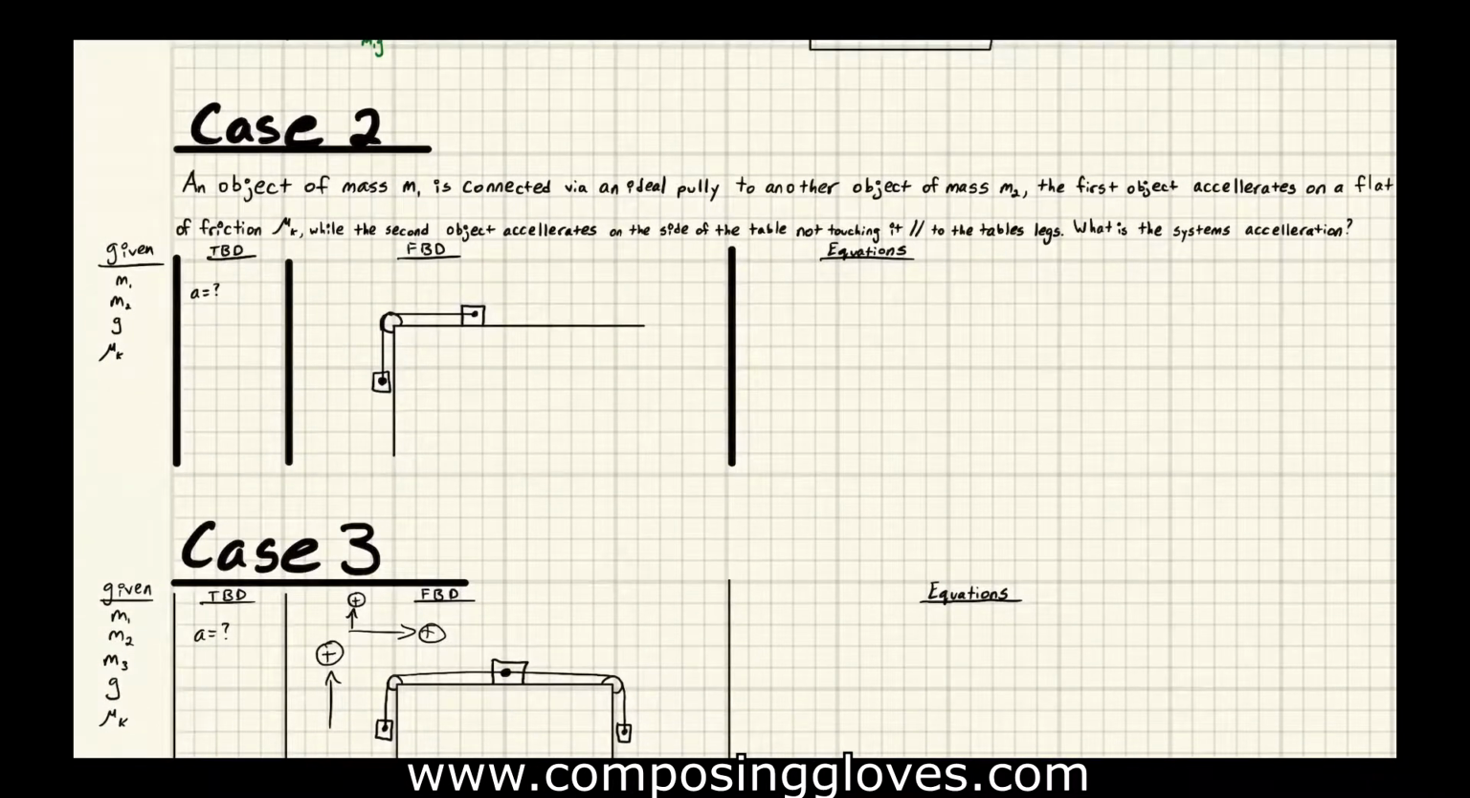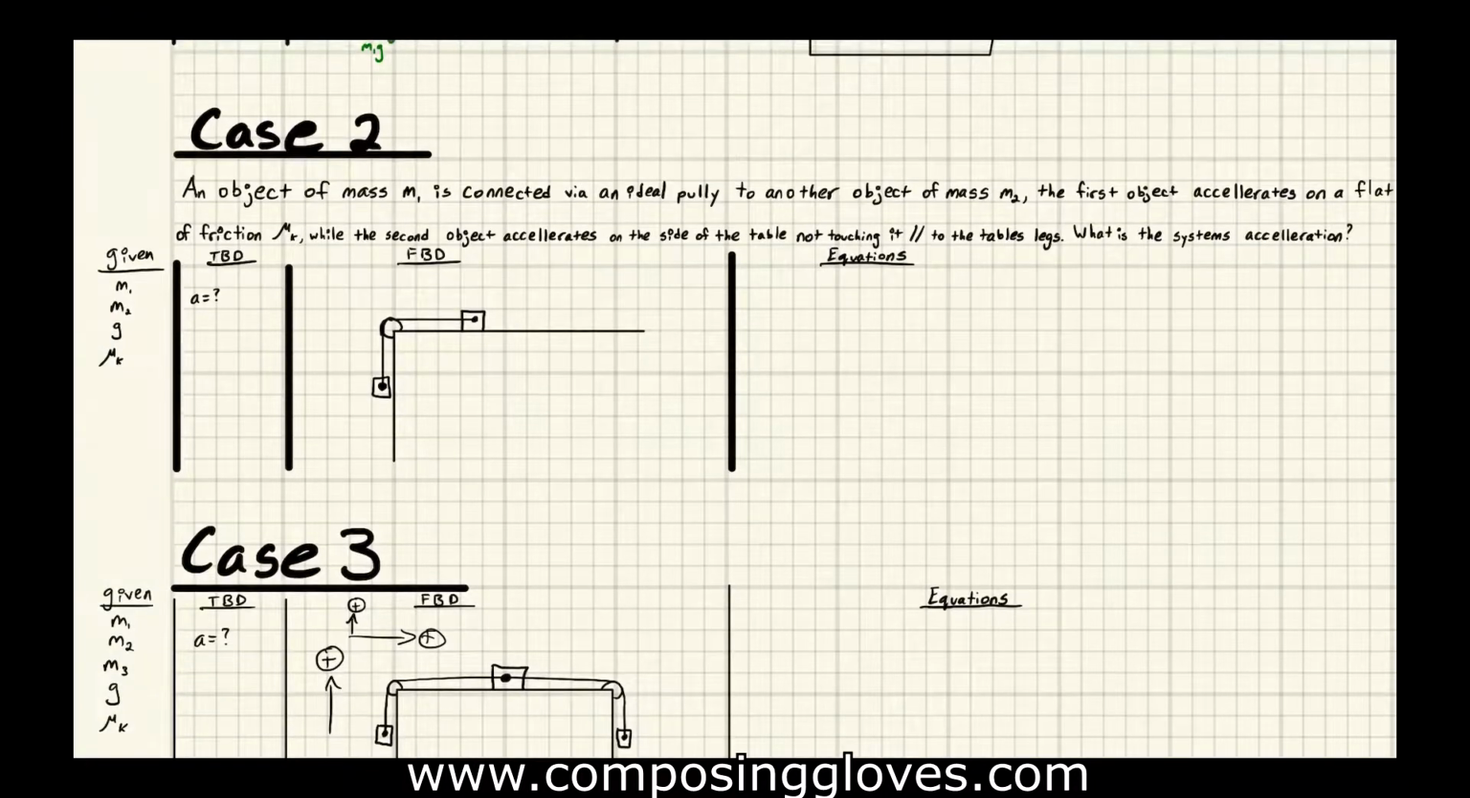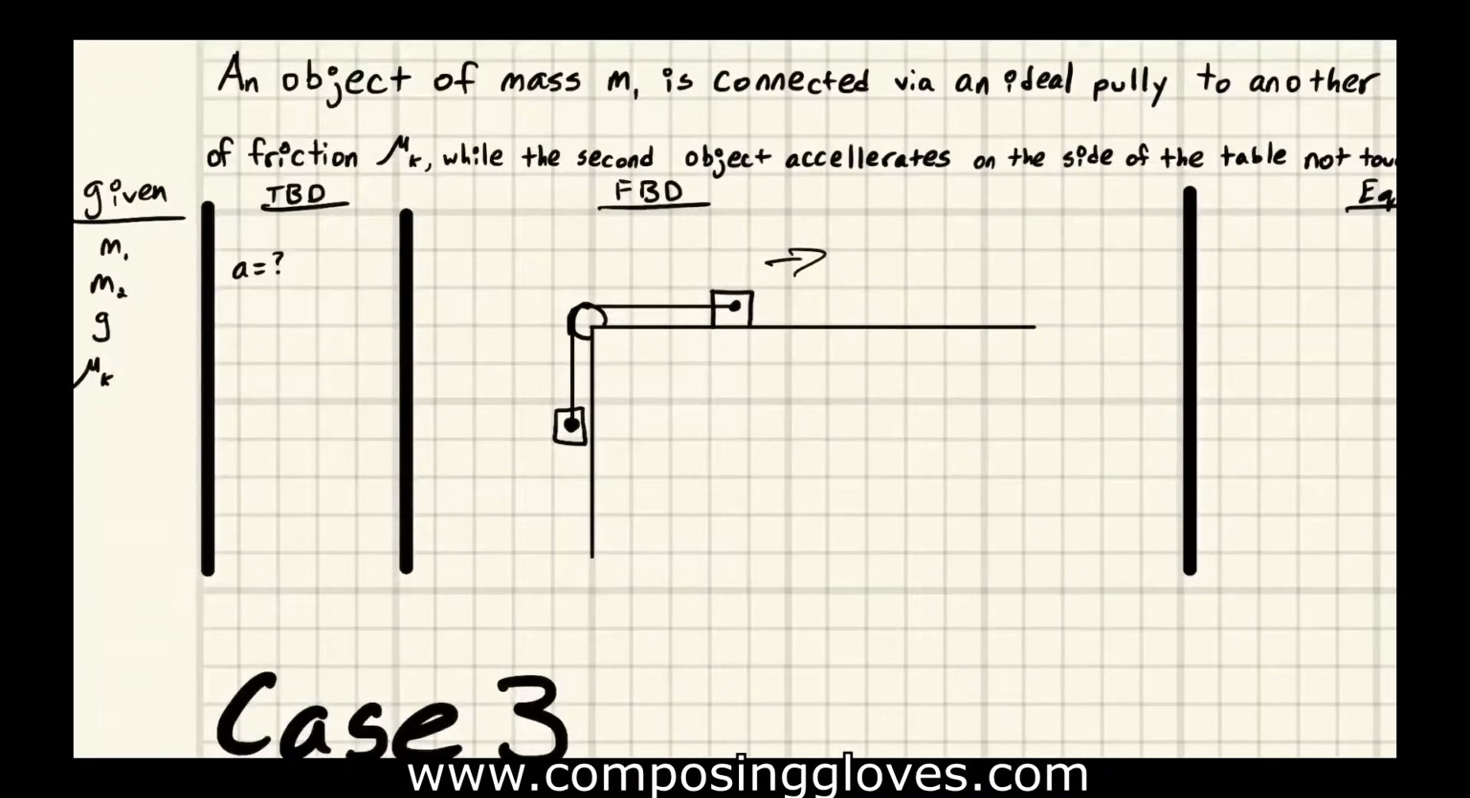So it's accelerating on this surface, and it wouldn't make sense for it to go this way because there's nothing pulling it that way. So our system has got to be going this way. So that has to be our plus. And this object over here, the one that's hanging, that can be plus and minus, can be any direction we want.